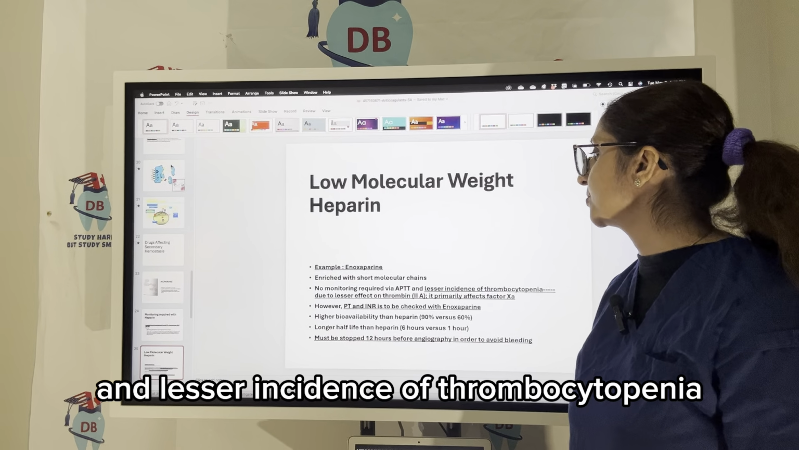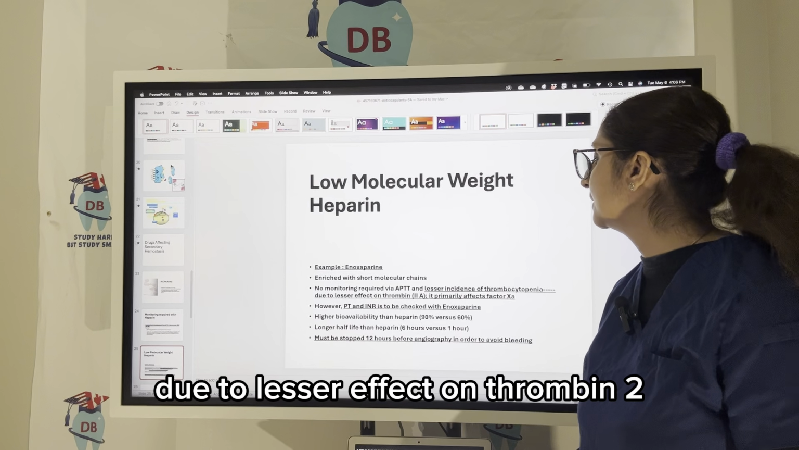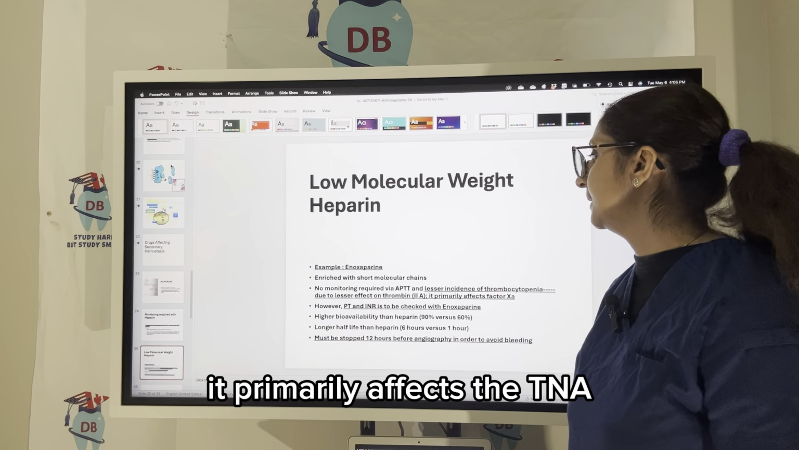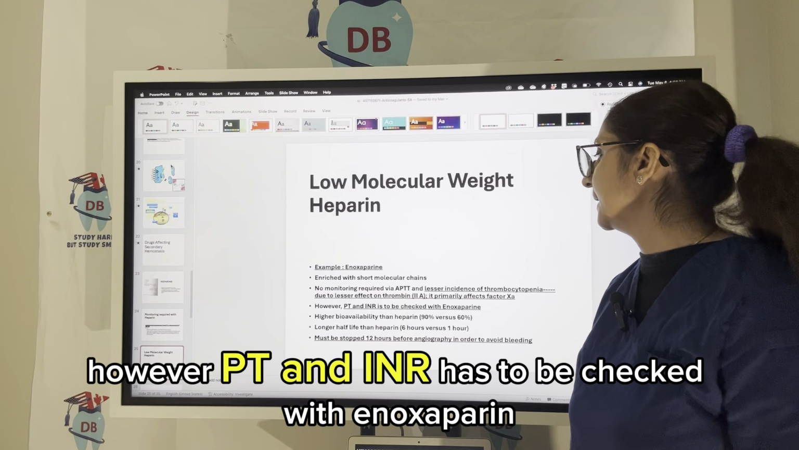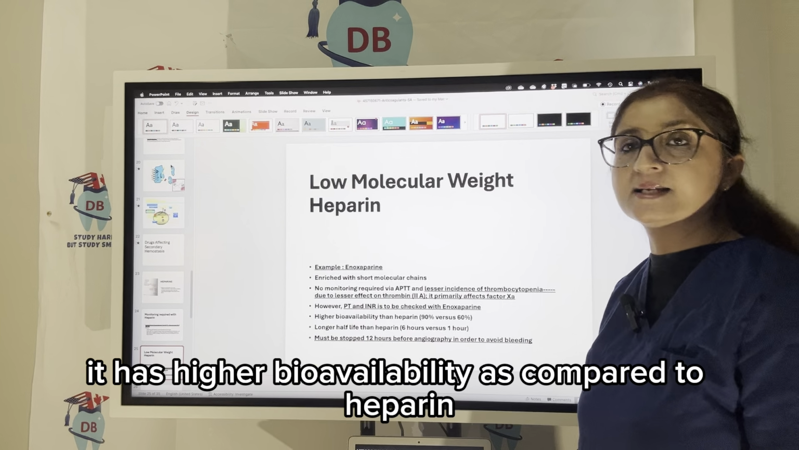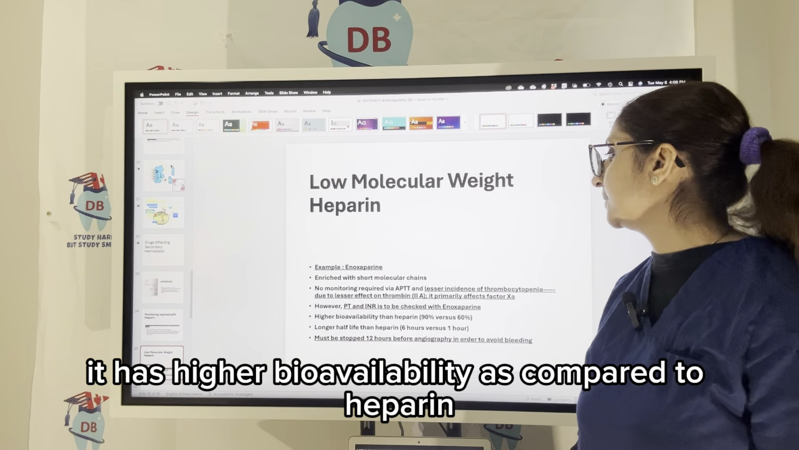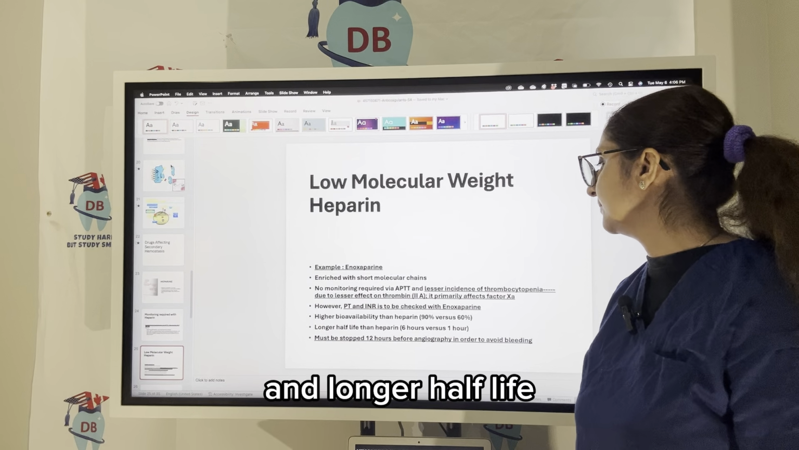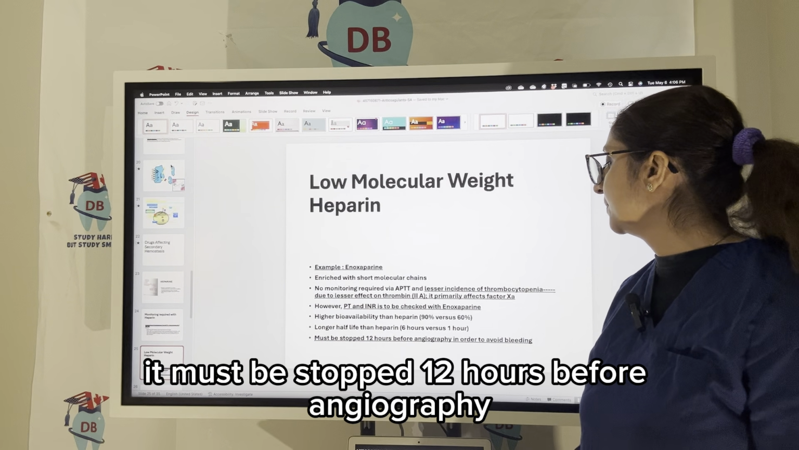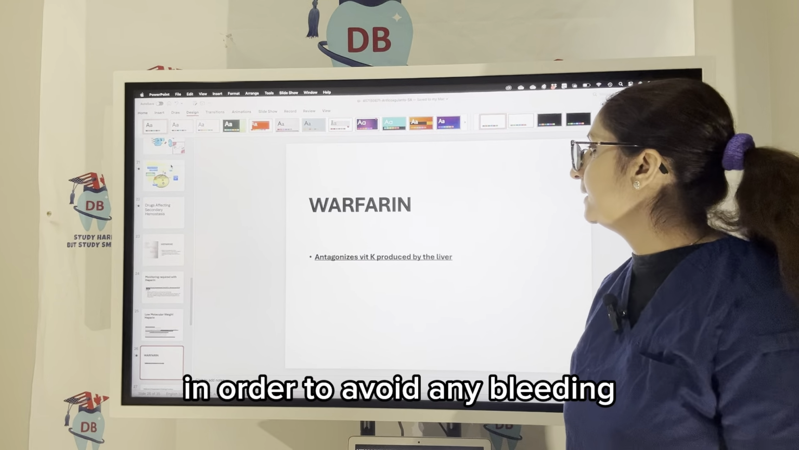Now, some of the low molecular weight heparins that we have, like enoxaparin, require no monitoring by APTT and have a lesser incidence of thrombocytopenia due to lesser effect on thrombin 2. It primarily affects factor 10A. However, PT and INR have to be checked with enoxaparin. It has higher bioavailability as compared to heparin and a longer half-life. It must be stopped 12 hours before angiography in order to avoid any bleeding.